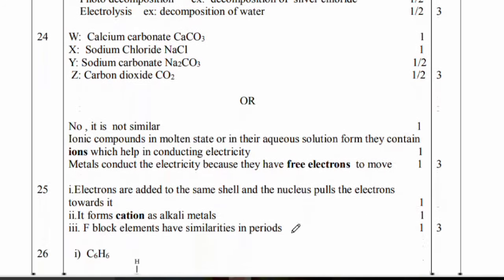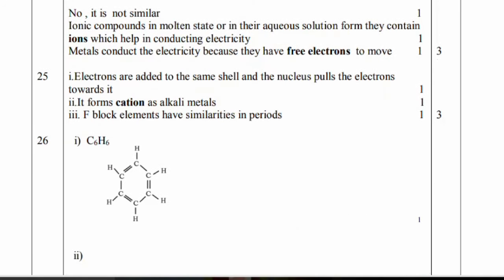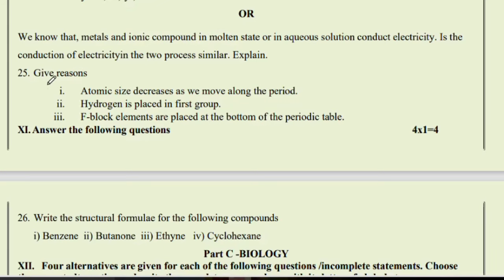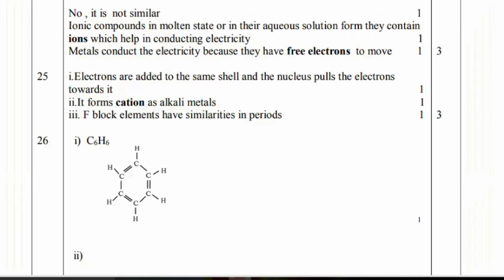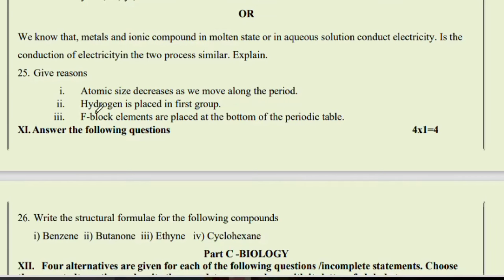So they are not similar processes. Did you understand? Next, question number 25. Give reason: atomic size decreases as we move along the period. Why? Because electrons are added to the same shell and the nucleus pulls the electrons towards it. Hence the size decreases.